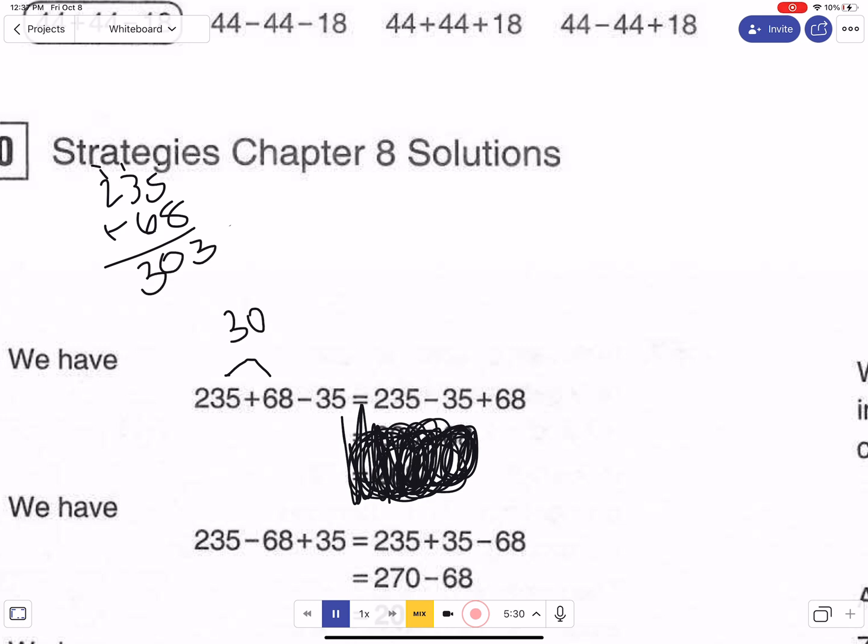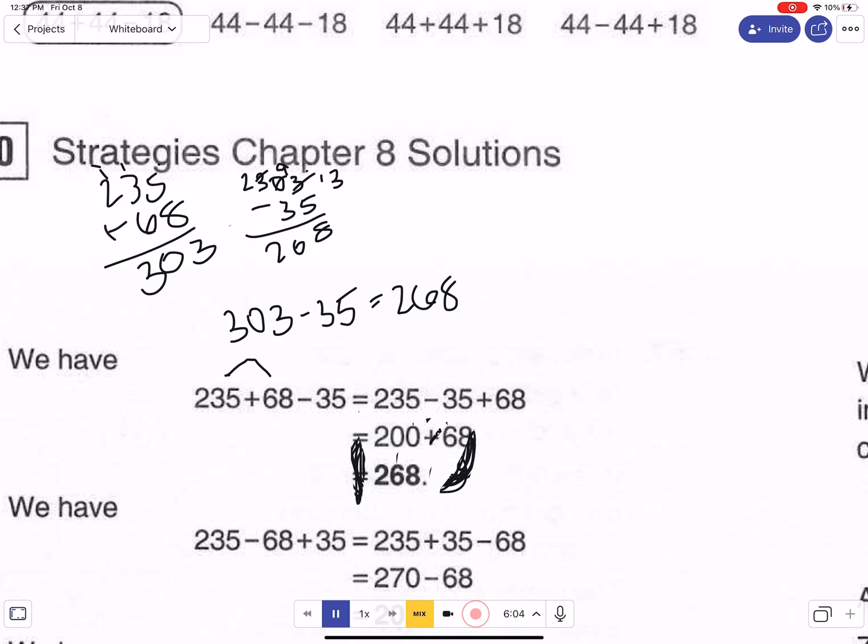So that would be 303. Next, you're going to go in order. You're going to bring the 35, and then you're going to do 303 minus 35. That should be 2... 268 should be the answer, and I am correct. But you see, that's really hard to do.